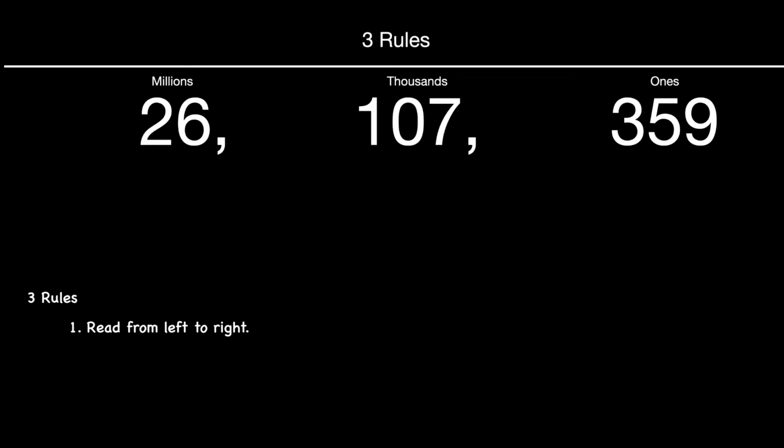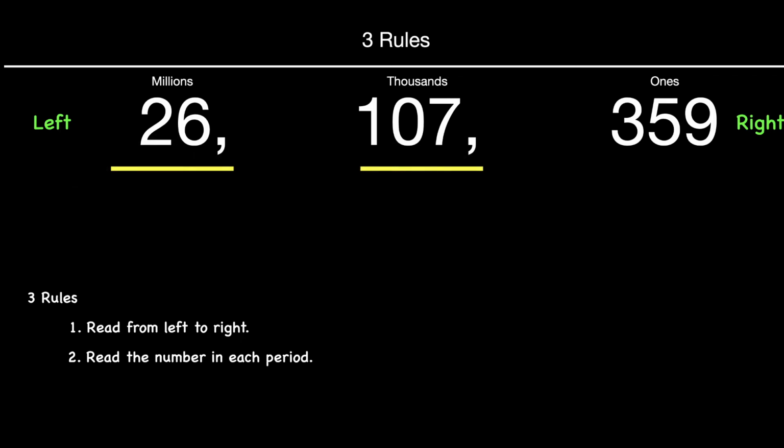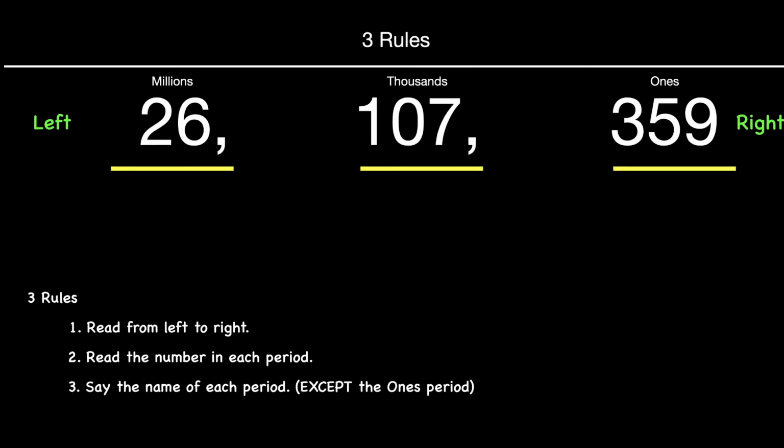Okay, we'll talk about three rules. Our first rule is that you just read from left to right. Well, that's easy. Second rule is we just read the number in each period. So we're really just reading three separate numbers for a large number. And then we say the name of each period, except our ones period at the end of the number. Now the question is, how do you know when to say the name of the period? The comma marks the end of each period.